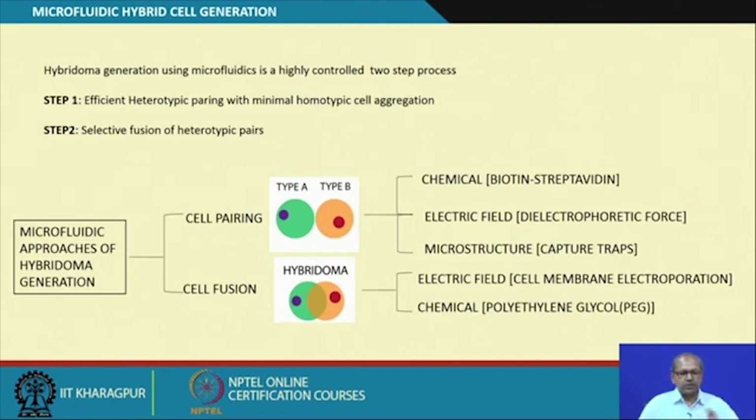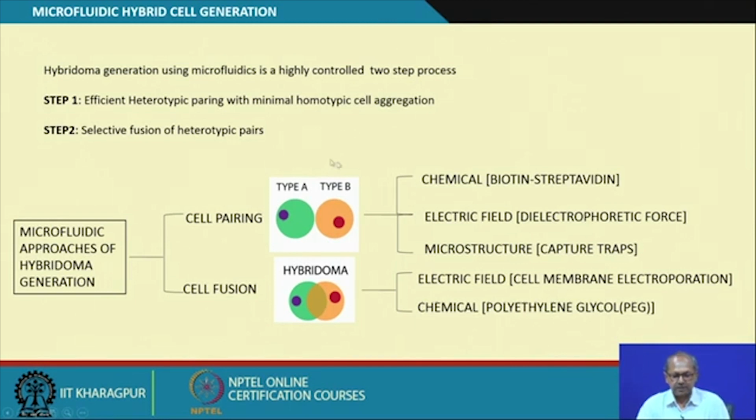So, if we use a microfluidic platform, what are the problems we can address? The first step is efficient heterotypic pairing with minimal homotypic cell aggregation, meaning myeloma or B cell, we only want heterotypic pairing, that is cell pairing of type A and type B. This is myeloma, this is your B cell, and then selective fusion of heterotypic pairs, then next is screening. So, first we come to cell pairing and fusion methods in the fluidic platform.